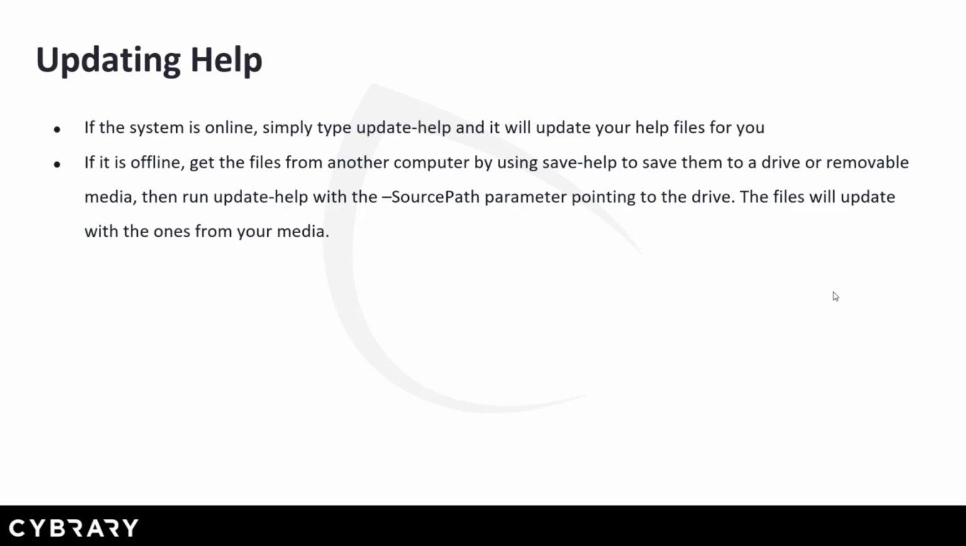So what you have to do is you have to go to another computer that is updated, use the save-help command to save them to a drive or removable media. So that saves all the updates to something you could bring to the other computer. Then when you get to the other computer and you put in the media, you have to run update-help with a source path parameter pointing to that media that you have. And what it'll do is it'll sync the files from that media to your computer to update your help.